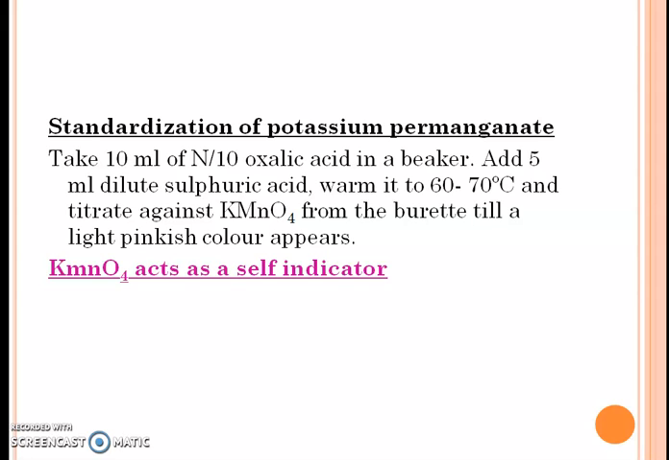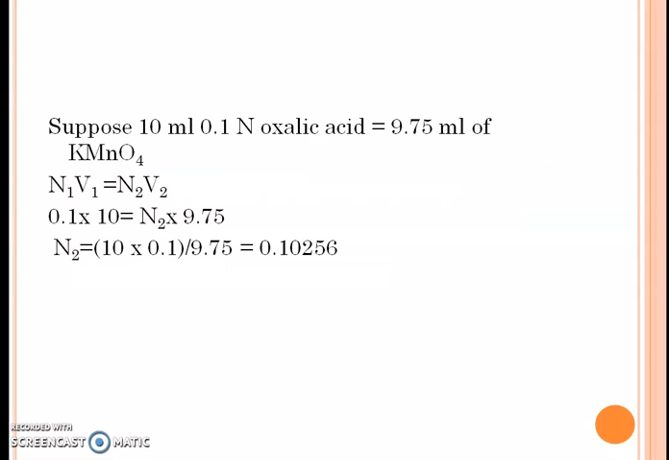At the end point, the color changes from colorless to pink because KMnO4 is pink. So the excess drops of KMnO4 will impart a pink color to the solution. So there is no need of an external indicator. KMnO4 can act as a self-indicator. Now suppose 10 ml of 0.1 normal oxalic acid has reacted with 9.75 ml of KMnO4. So by keeping all the values, we can find out the normality of potassium permanganate.